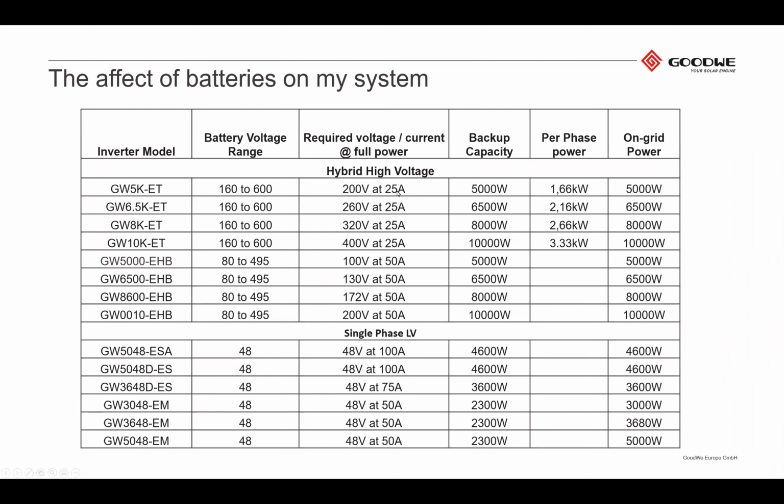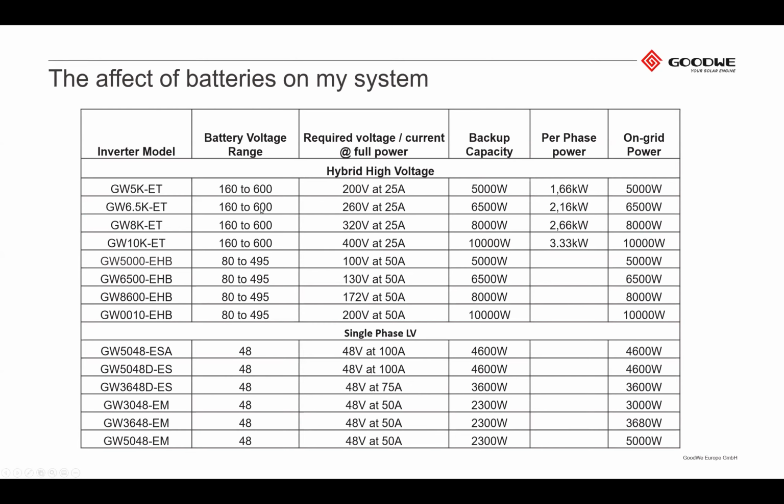So for 5 kilowatts, 200 volts is sufficient. If we have a 10 kilowatt ET and we can only put in a battery bank of 4 Pylon batteries or 2 BYD HVSs, I believe, you should have around 200 volts. Then your maximum load under backup should only be 5 kilowatts. To get your full 10 kilowatts, we need at least 400 volts at the 25 amps.